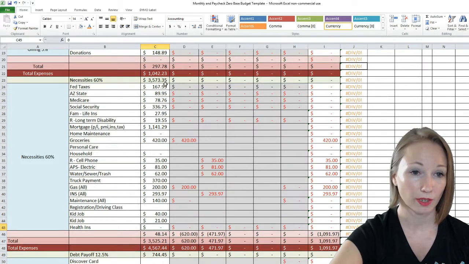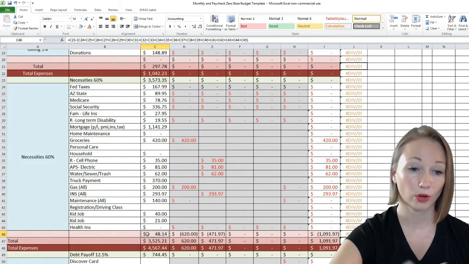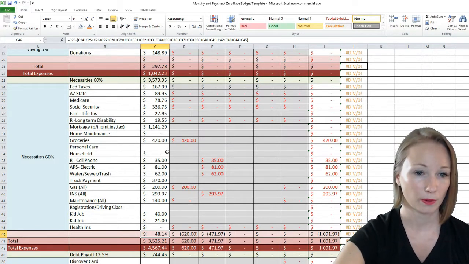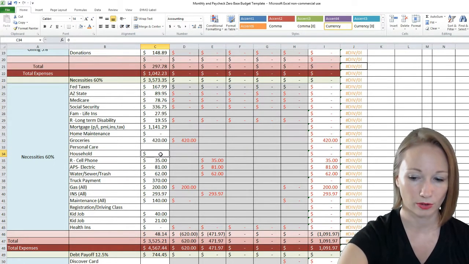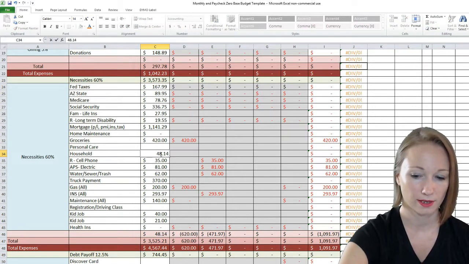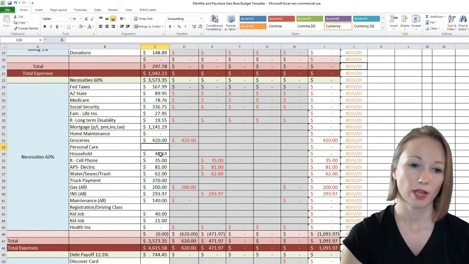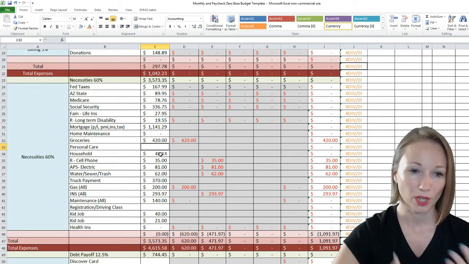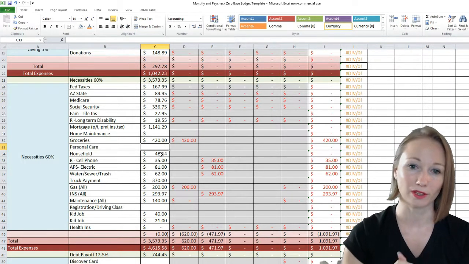So I look down within my necessities. I have $48.14 that I can tell it where to go, and that's what I'm going to put into our household budget. So I have $48.14 I can put into the household. We just purchased this house a year ago, so there's still things that we're gradually needing to add, like dressers and TV stands and nightstands and things like that. So as we can gradually build this back up, we can start adding to it.